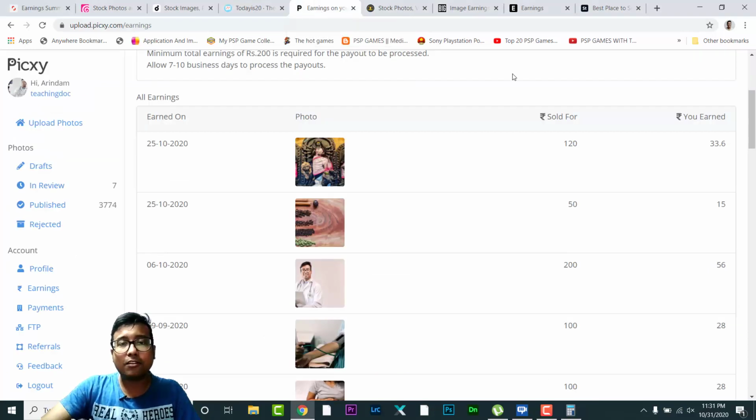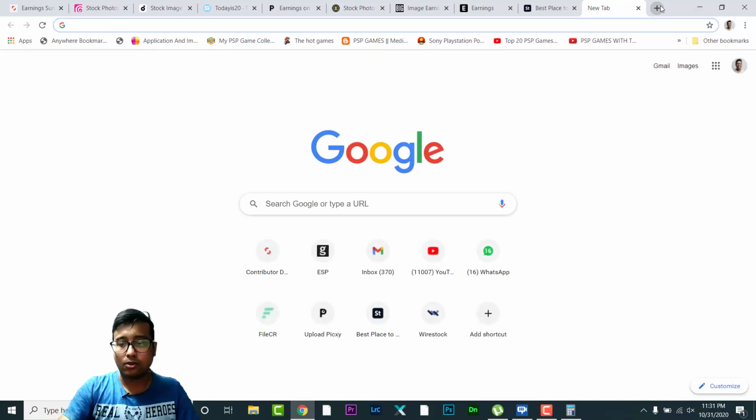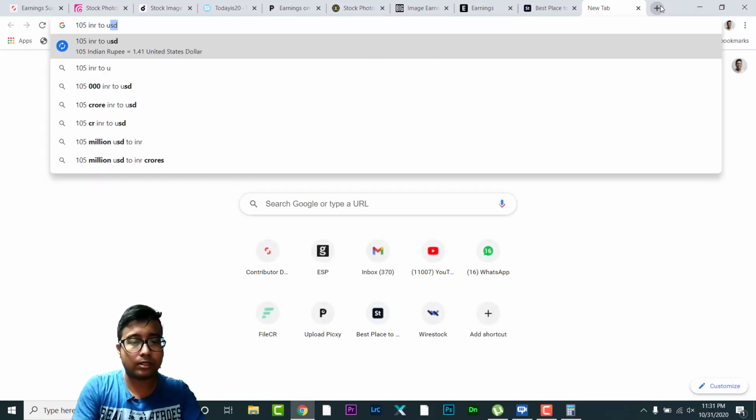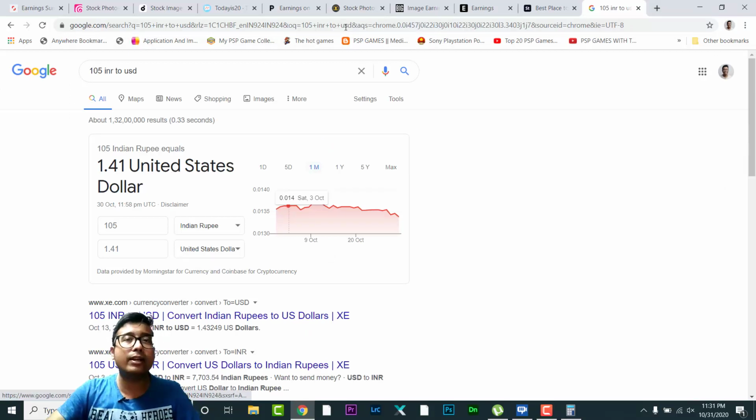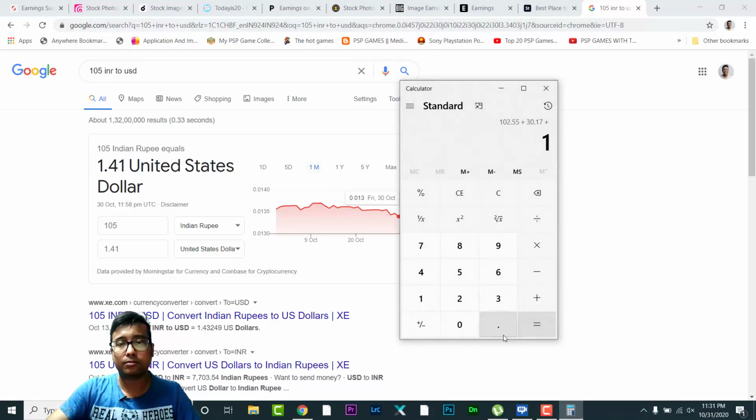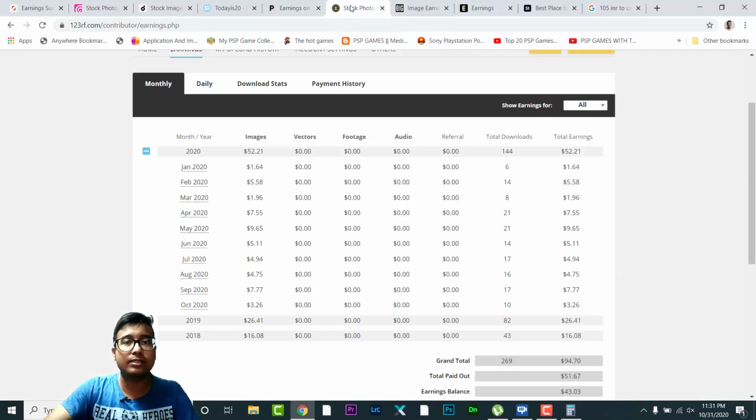In case of Pixy, I had three sales, right? So 33.6, 15 and 56, these are rupees, all right? Just to give you an idea, 33 and 56 makes almost 90, so 105 Indian rupees. So 105 INR to USD generally makes $1.41. Okay, so I'll just add plus $1.4 from Pixy. So that's my calculation for Pixy. Yes, it's terrible, only 3 sales.